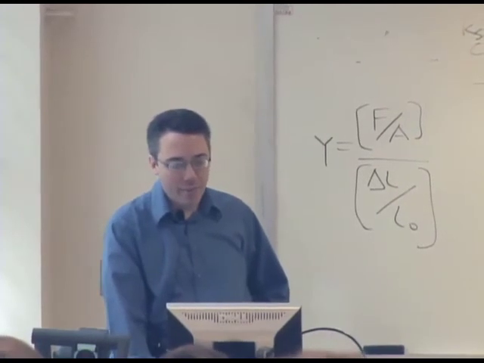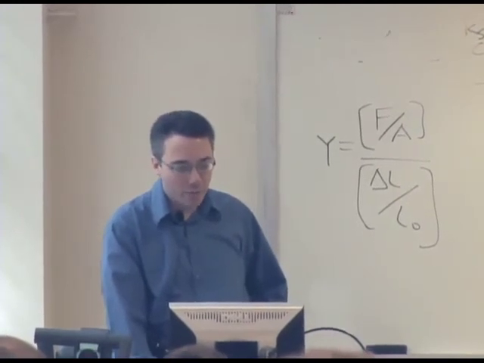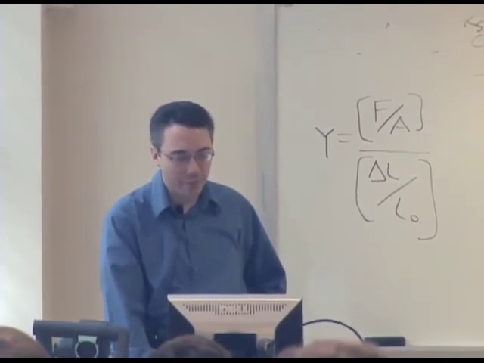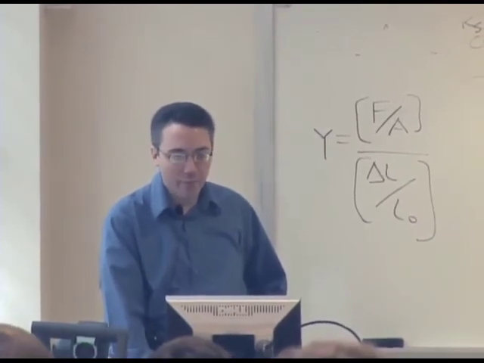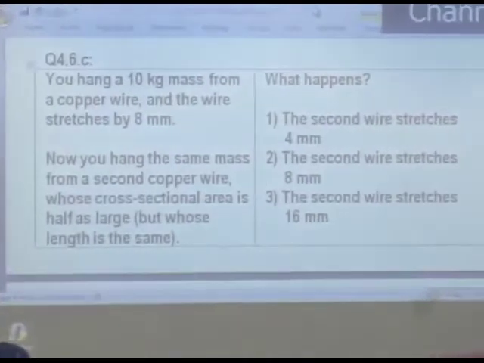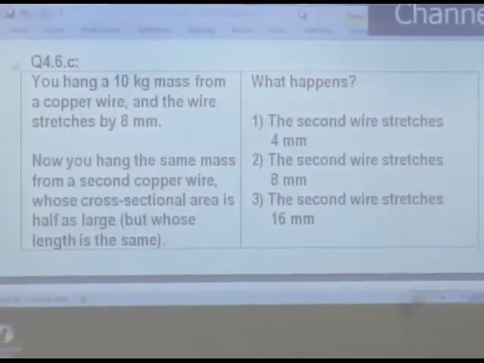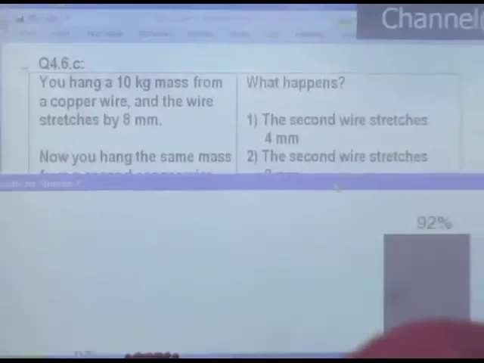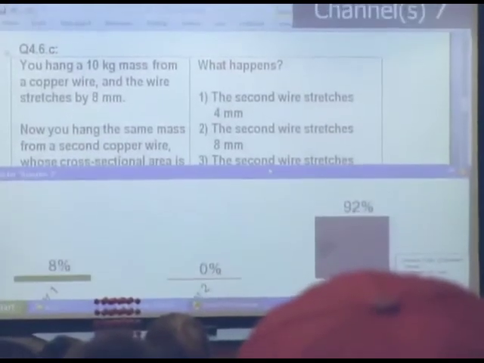Now you hang the same mass from a second copper wire, whose cross-sectional area is half as large, but the length is the same. What's going to happen? Is the second wire going to stretch half as much, the same, or twice as much? Okay, second wire should stretch twice as much.